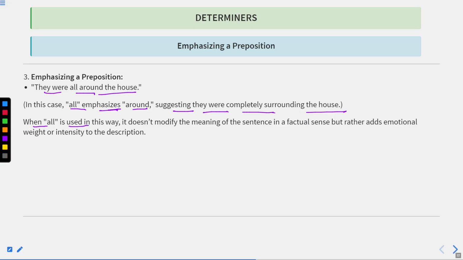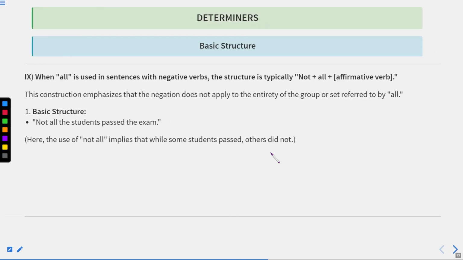When "all" is used in this way, it doesn't modify the meaning of the sentence in a factual sense, but rather adds emotional weight or intensity to the description. So whatever description you are giving, it just emphasizes or strengthens that particular description to make it stronger. Now let us move to the next one.